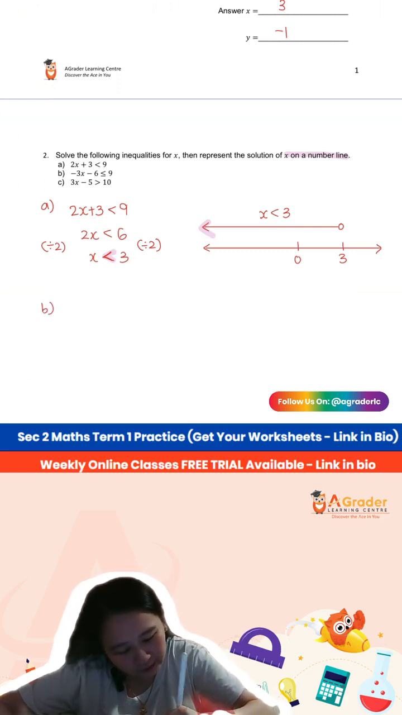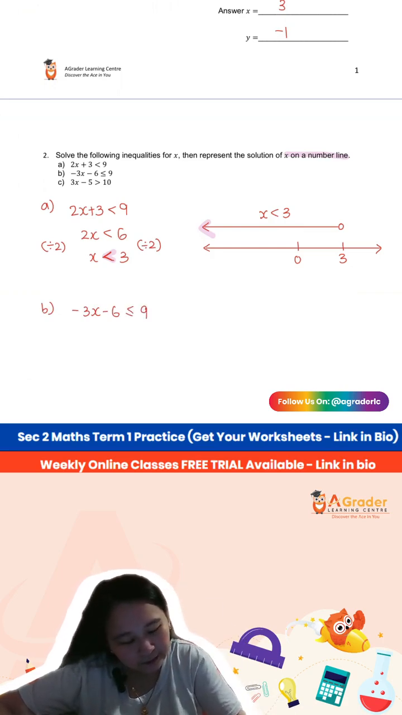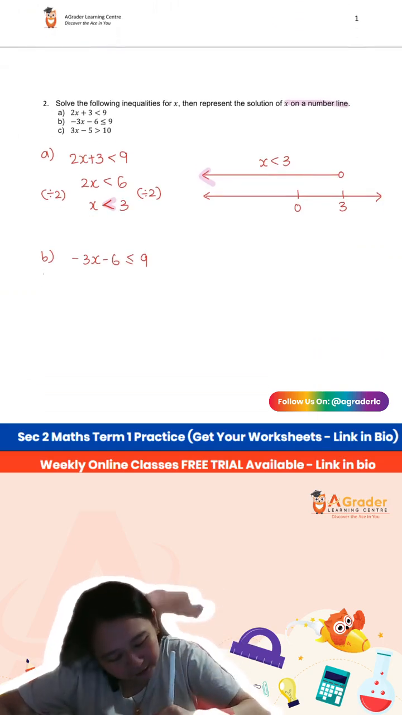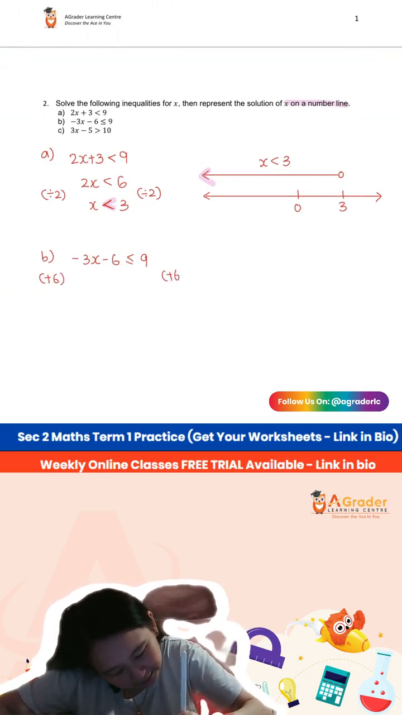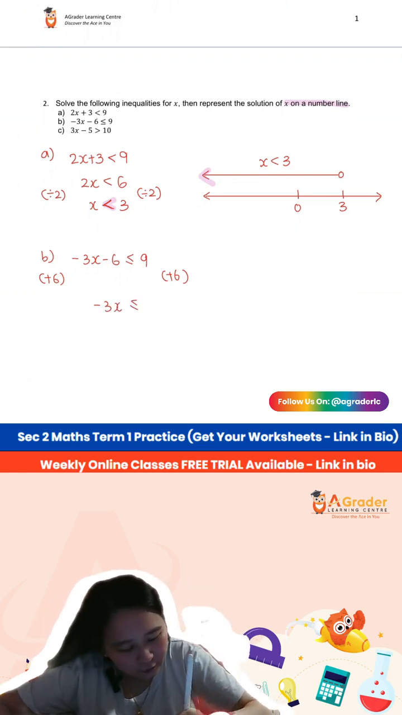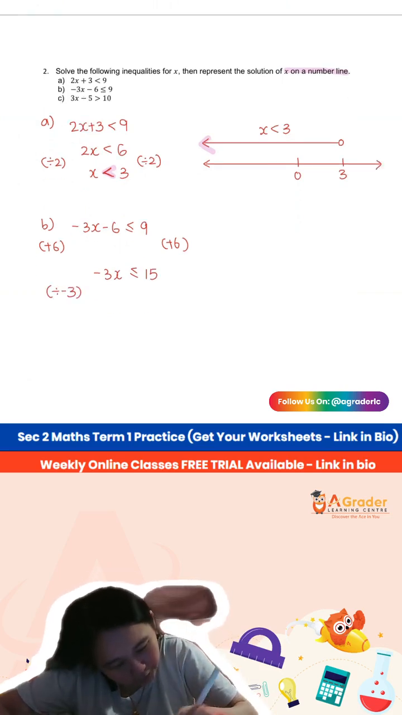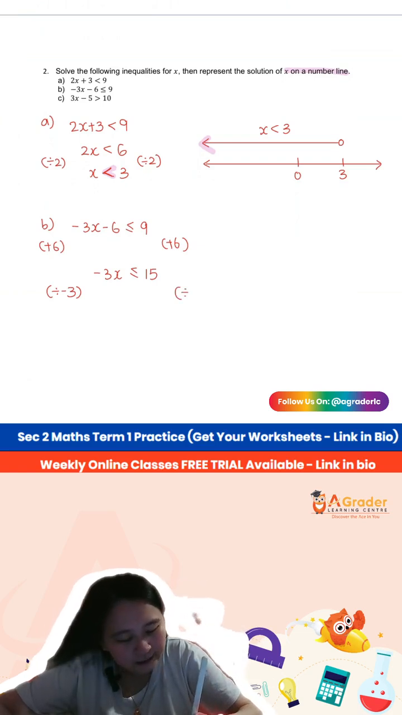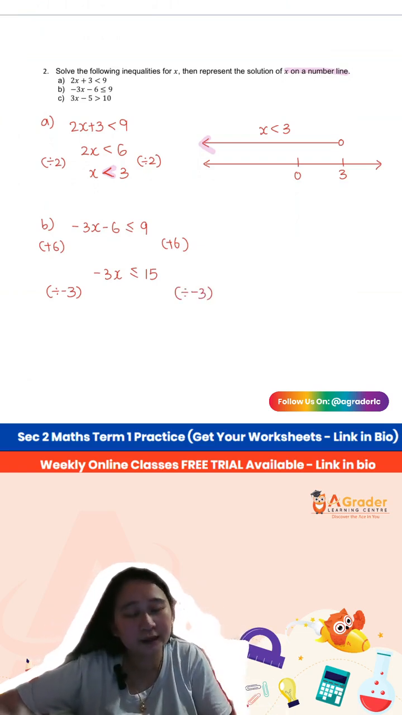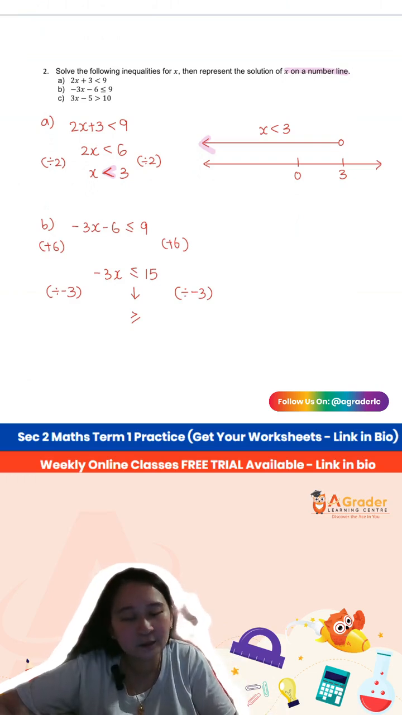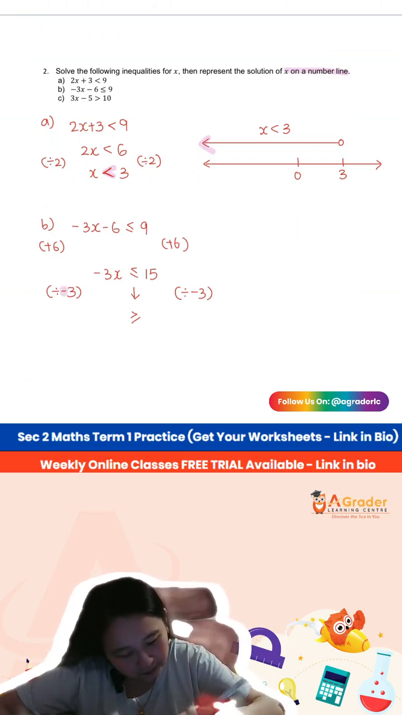Part B, negative 3x minus 6 less than or equals to 9. So same thing. You add 6 on both sides first. Plus 6 plus 6. So I'll have negative 3x less than or equals to 15. Next, I divide by negative 3 in order for me to get x on one side only. So when you divide by negative figure, take note the sign will change, will reverse. Okay, because you divide by a negative sign.